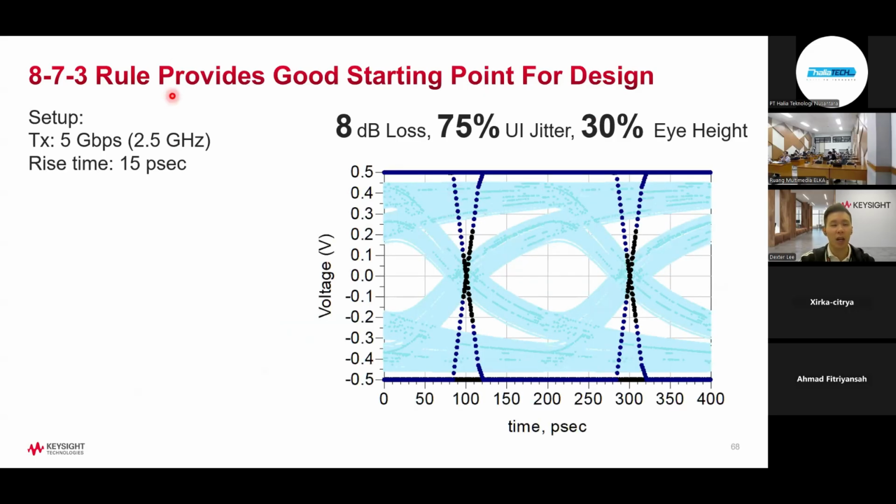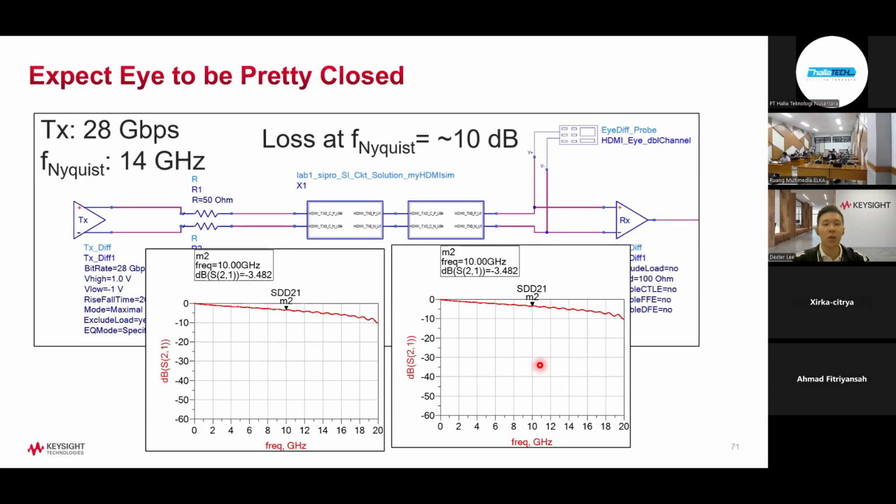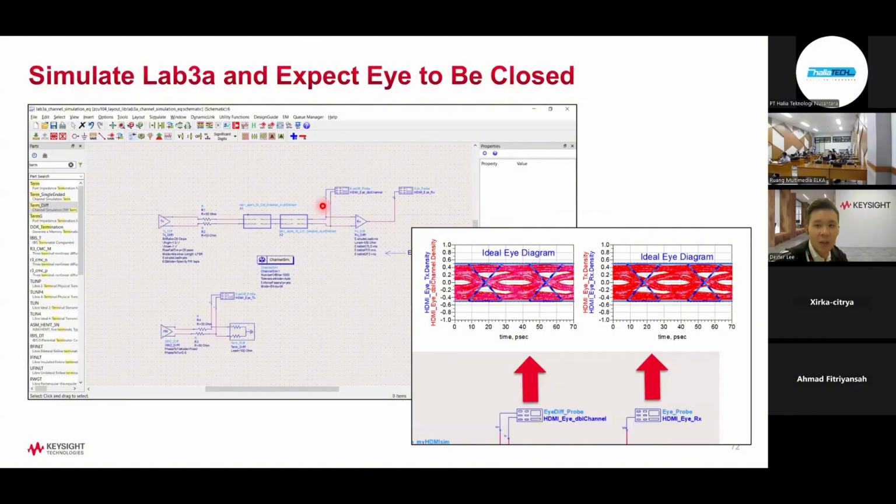So as mentioned earlier, 8 dB loss, 75%. This should be 75% of your full actual eye width, and then 30% of your full actual height. So this might be a good starting point for your design. Again, anticipate before you simulate. Once we exaggerate some of the settings, we should expect the eye to be very close. So we're going to simulate that.